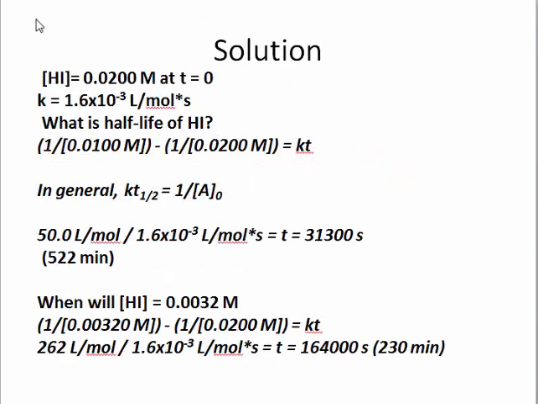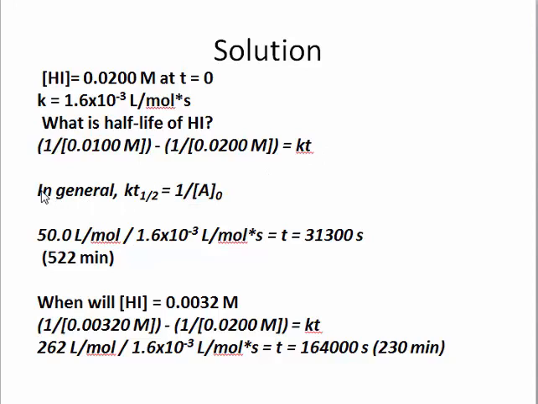Alright, here's the solution. At T equals 0 again, HI concentration is 0.02. Here's our value of K. To find the half-life, well, half-life is time when half is gone. So, when half is gone, the concentration would be 0.01. So we take 1 over 0.01 minus 1 over 0.02, and that must be equal to KT. We know what K is, so we could solve for T.